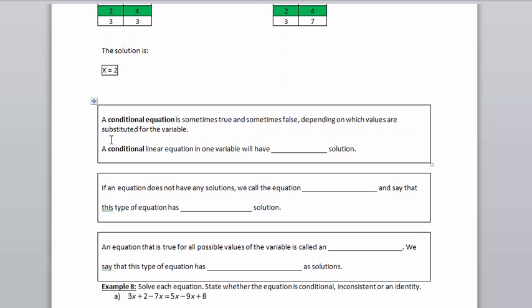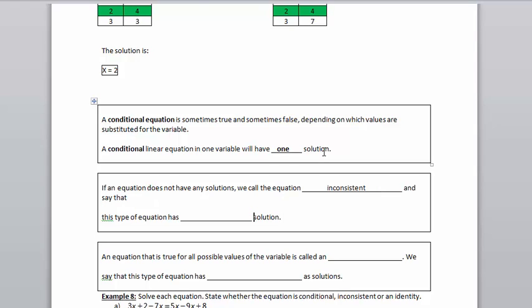Alright, the last topic in this section, some definitions. A conditional equation is an equation that is sometimes true and sometimes false, depending on which values are substituted for the variable. A conditional equation will have one solution. Sometimes equations don't have any solutions. If this is the case, we call the equation inconsistent and say that this type of equation has no solution.